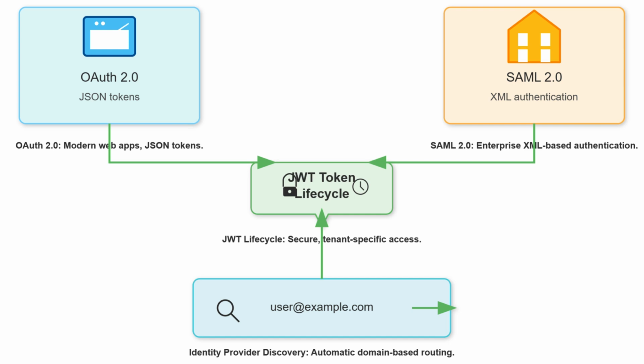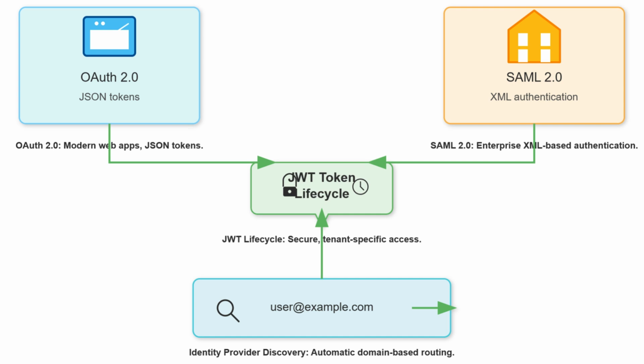Next, let's look at the JWT lifecycle. JSON Web Tokens, or JWTs, are crucial for carrying user identity and permissions across your distributed system. They're designed to expire automatically, rotate securely, and contain tenant-specific access rights, integrating directly with your billing and access control mechanisms. Finally, consider identity provider discovery. Imagine a user typing their email. Your system should automatically detect which SSO provider they belong to based on their email domain, routing them to the correct authentication flow without any manual selection. This removes friction and enhances the user experience significantly.